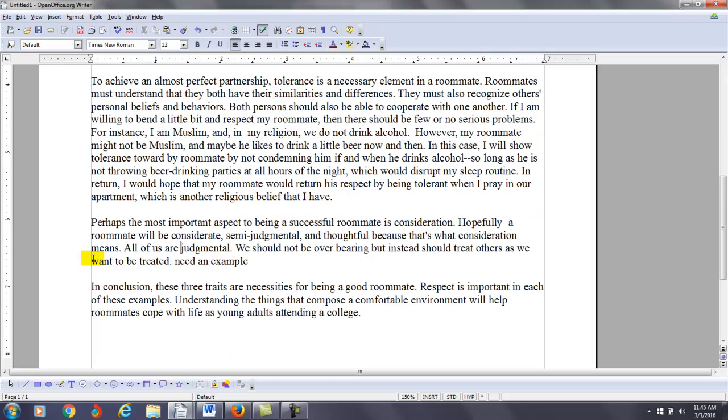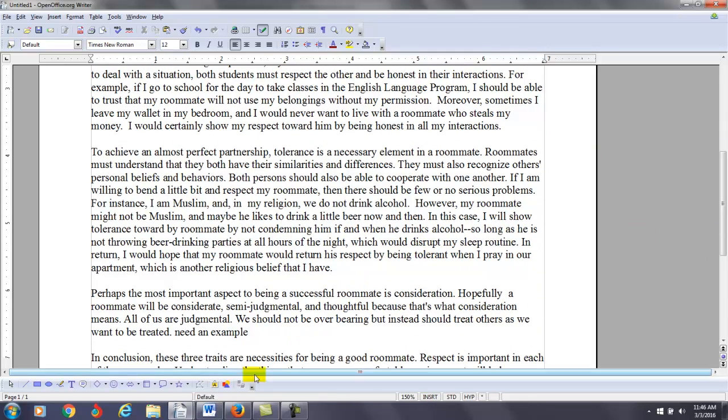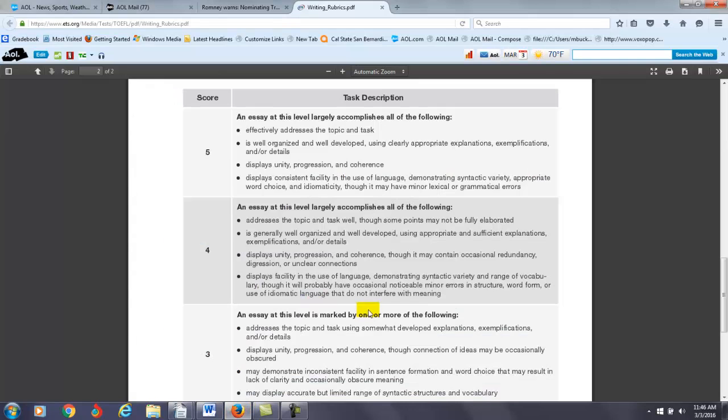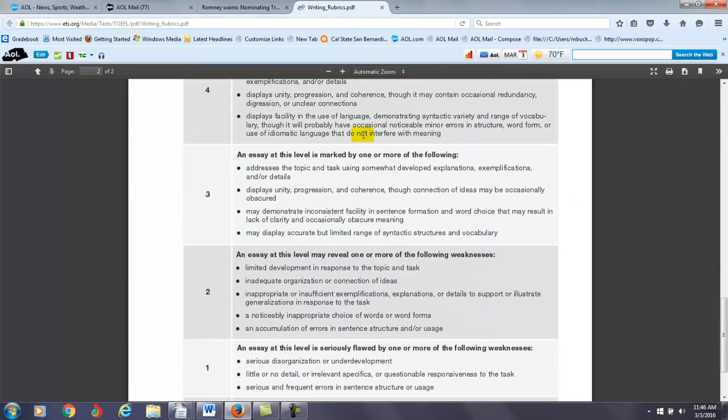And then we have the last part. So, I made some changes with your writing. I made a few editing issues and so on. But like I said, I think you're going in the right direction here. So let's take a look at what we see here. I think you fit in the 3 range here. So, it says displays unity, progression, and coherence.